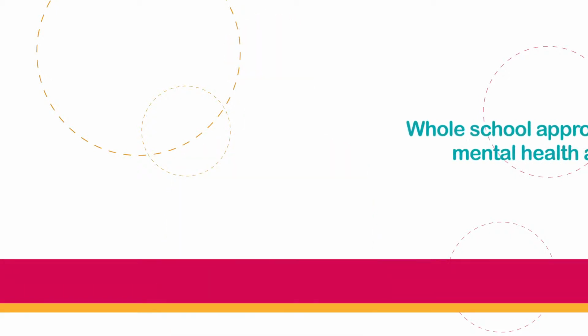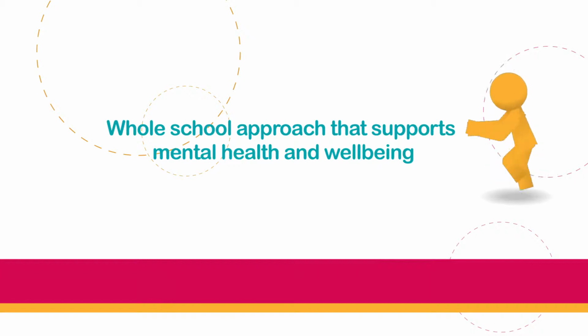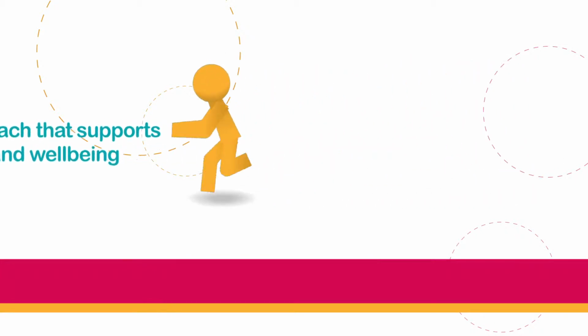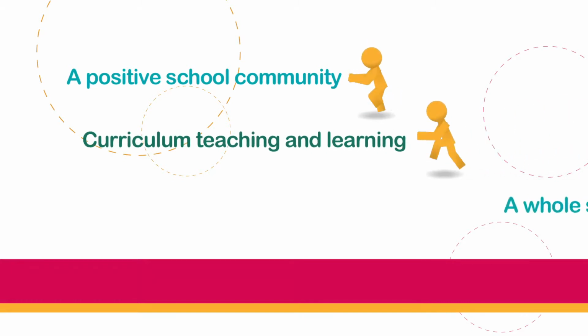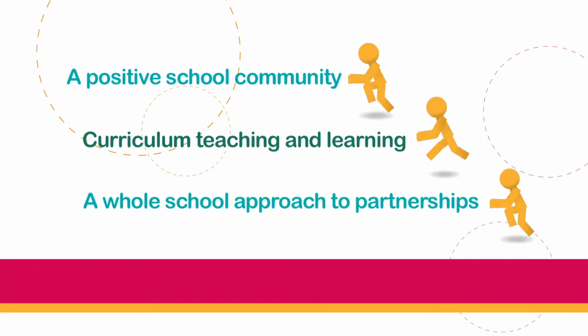It can be achieved by implementing a whole school approach that supports mental health and wellbeing. A whole school approach engages all stakeholders: parents, students, staff and community, and involves them in working together. They collaborate to implement multiple strategies with a common set of values across the interlinked areas of a positive school community, curriculum teaching and learning, and a whole school approach to partnerships with parents and agencies that support mental health and wellbeing.